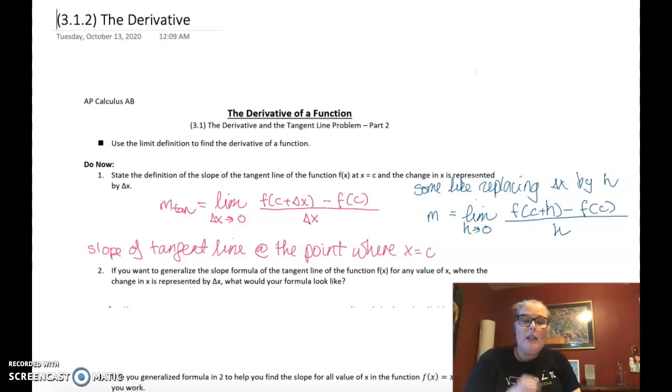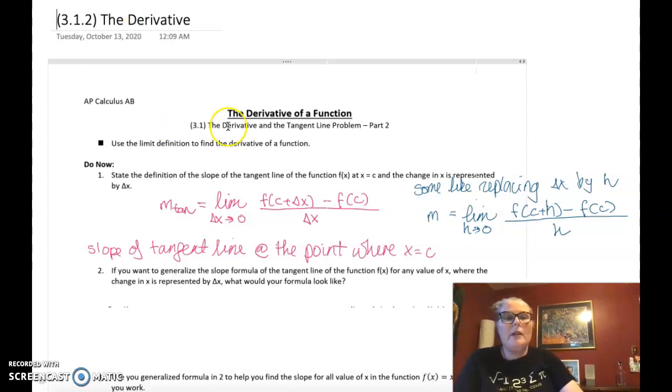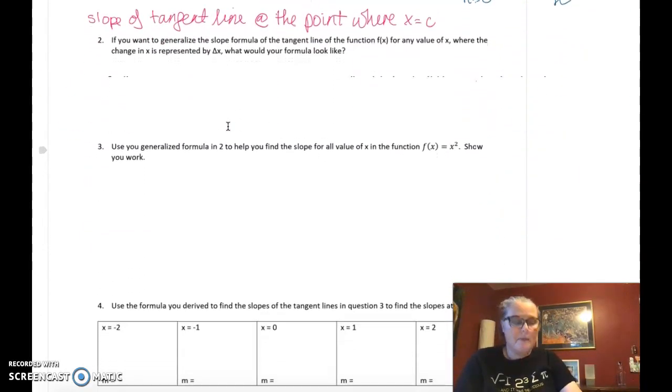All right, looking at the next one then, it's asking you, if you wanted to generalize the slope formula of the tangent line of the function f of x for any value x, not just at c, but for all x's on the function where the change in x is represented by delta x, what would your formula then look like? So I want you to try and think about it for a minute, pause the video, write that down. And I'm going to pause here.